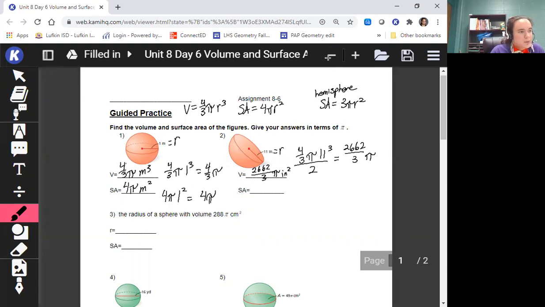And then we need our total surface area for a hemisphere. So 3 times pi times our radius, which is 11, squared. And you get 363 pi inches squared. Now I did mess up on my units up here for volume. That should have been cubed. So total surface area 363 pi inches squared.